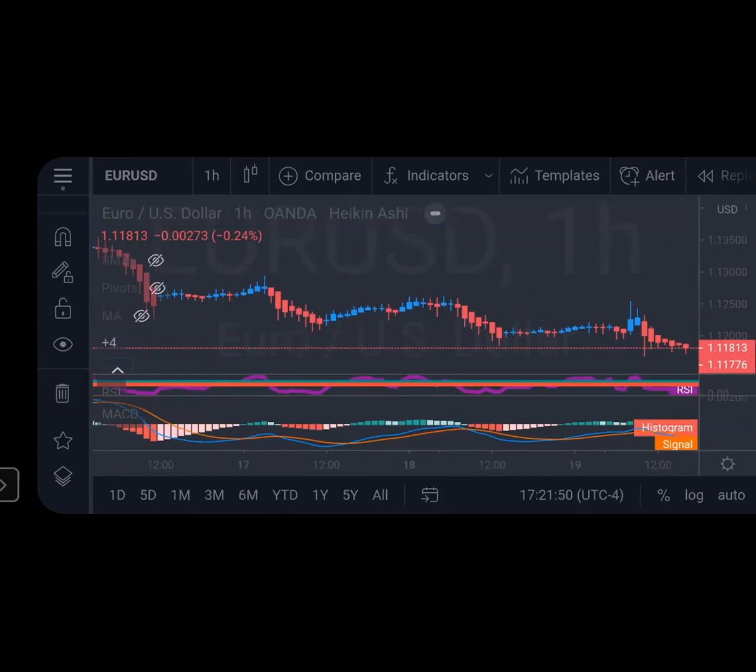So instead of trying to figure out, which can sometimes be a little difficult, okay, where do I put my support line, where do I put my resistance lines? This right here helps you, and plus it's your strategy as well.